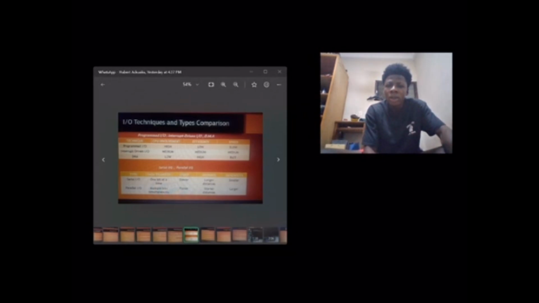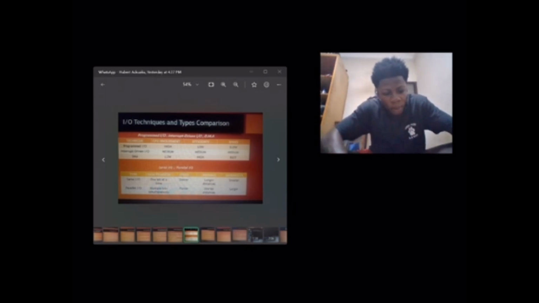Alright, so my name is Innocent, and I'm covering the techniques and types comparison. On our screen here, you can see the technique, the CPU involvement, the efficiency, and the speed. Under the technique, we have program input and output, whose CPU involvement is high, efficiency is low, and speed is also slow.